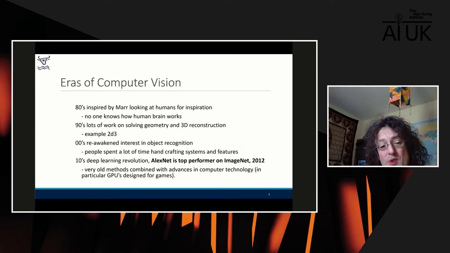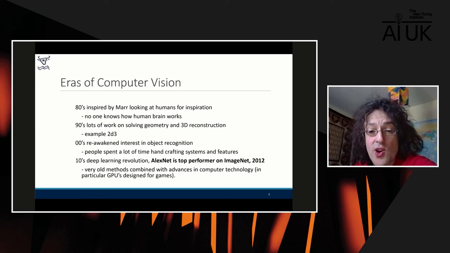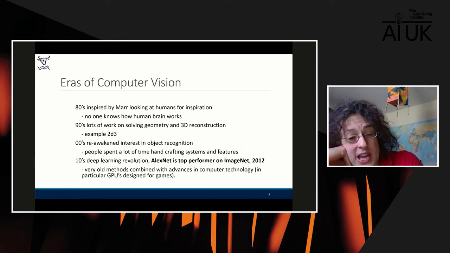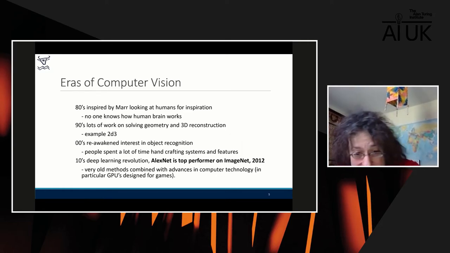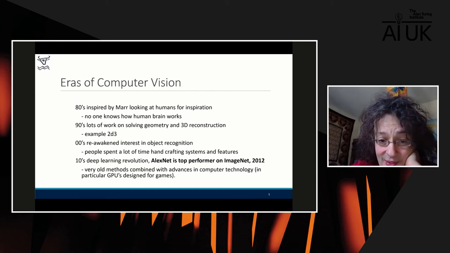Then the 90s saw a real flourishing of methods to understand the geometry of the scene, 3D reconstruction. So I was kind of involved in that. And then the 2000s saw a reawakening of interest in object recognition. And at the time, people would try and make edge detectors or other types of handcrafted features where they try and extract information from the image and then use those handcrafted features to try and recognize objects. And actually, it was quite exciting because it was in my field of computer vision that deep networks initially cut their teeth.